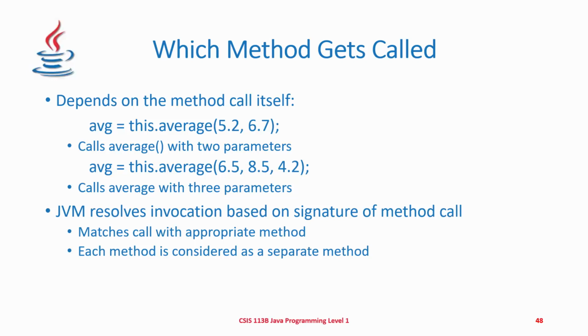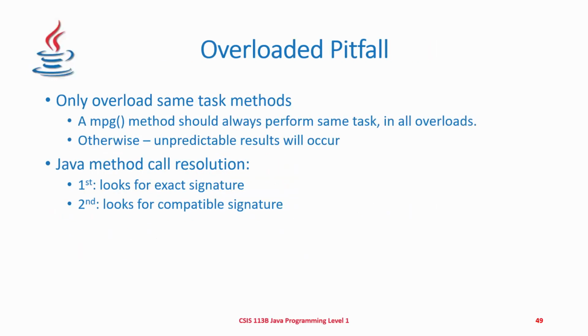And technically speaking, each method is considered a separate method, but because it has the same name, that just makes it easier, more usable. As far as pitfalls to overloading, the main consideration is that when you are creating overloaded methods, you want to be sure that you only overload methods that basically are performing the same task. So in the MPG method, you should always perform the same task in all overloads. Otherwise, unpredictable results would occur, obviously.